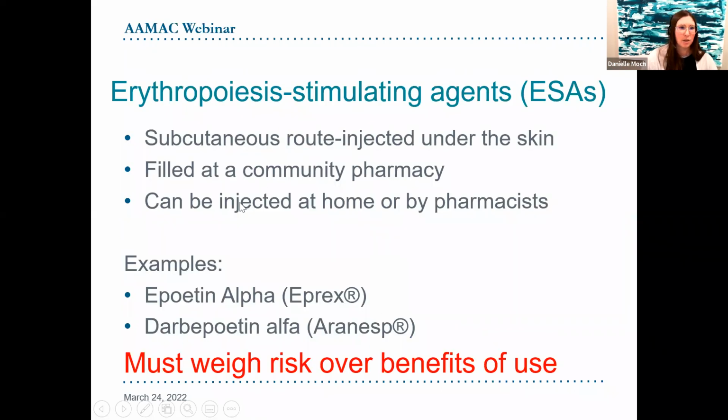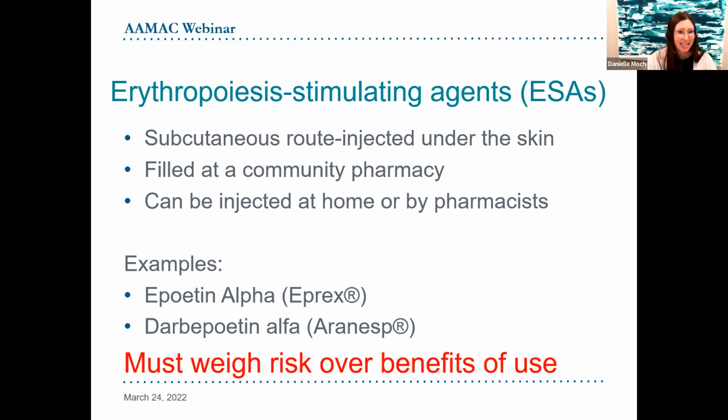So the ESAs, these are a type of treatment. They can be given subcutaneous, under the skin. They're usually filled at your local pharmacy. They don't need to be given by a special pharmacy or at your cancer center, and they can just be injected at home. They aren't without risks though. Usually the purpose of the ESAs is to increase your hemoglobin so that you will not need transfusions. When your hemoglobin falls under 100, that's usually when these are given, but it's not without risks.